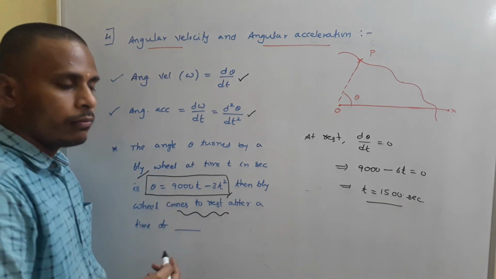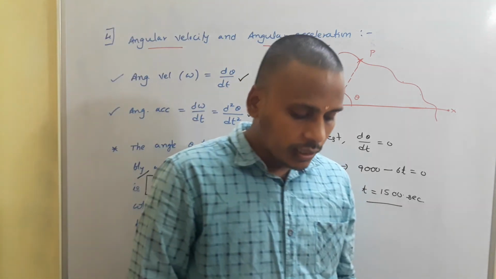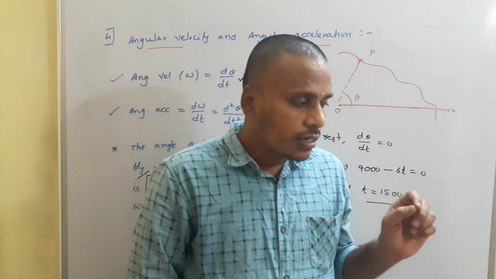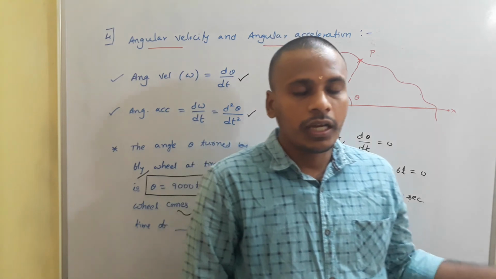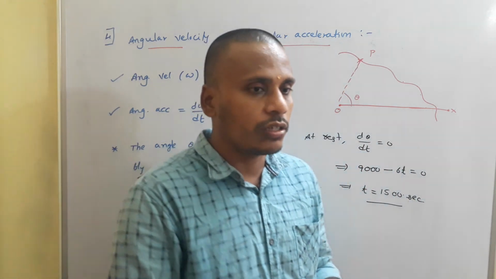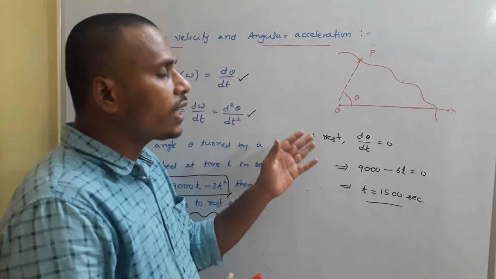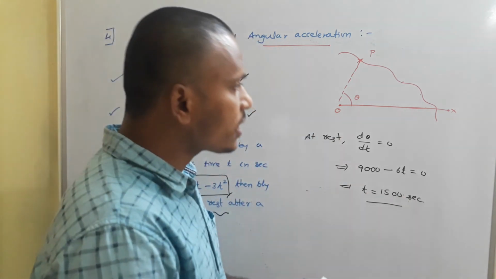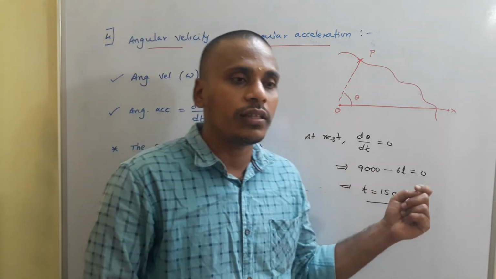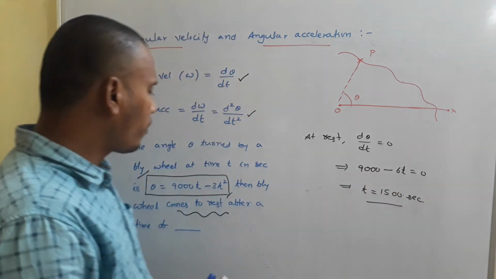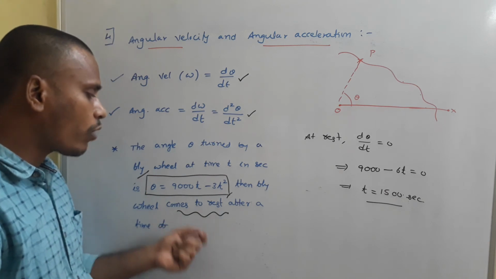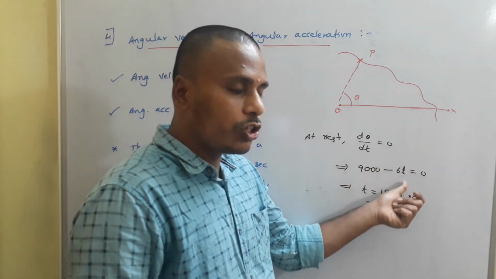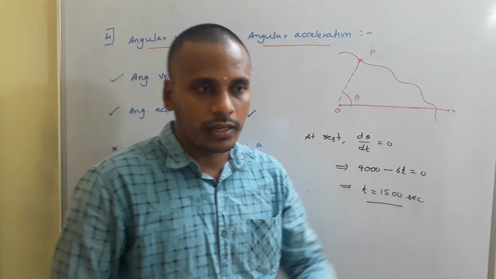For the previous problem, for the third point, we discussed velocity and acceleration, where usually we connect distance covered with the time. Here, for angular velocity and angular acceleration, we connect the angle changed with respect to time. There is a relation between s and t; here there is a relation between theta and t. Since the flywheel comes to rest, the angular velocity d theta by dt is 0. From there, t is equal to 1500 seconds.